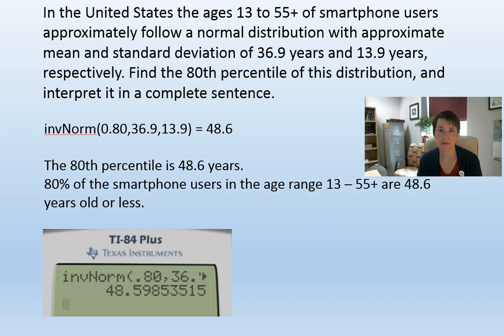Here is another practice. In the United States, ages 13 to 55 plus of smartphone users, approximate age follows a normal distribution. It's age, so it is a continuous distribution. Standard deviation and mean are listed right here, and also in our notation down here. So we want to find the 80th percentile.